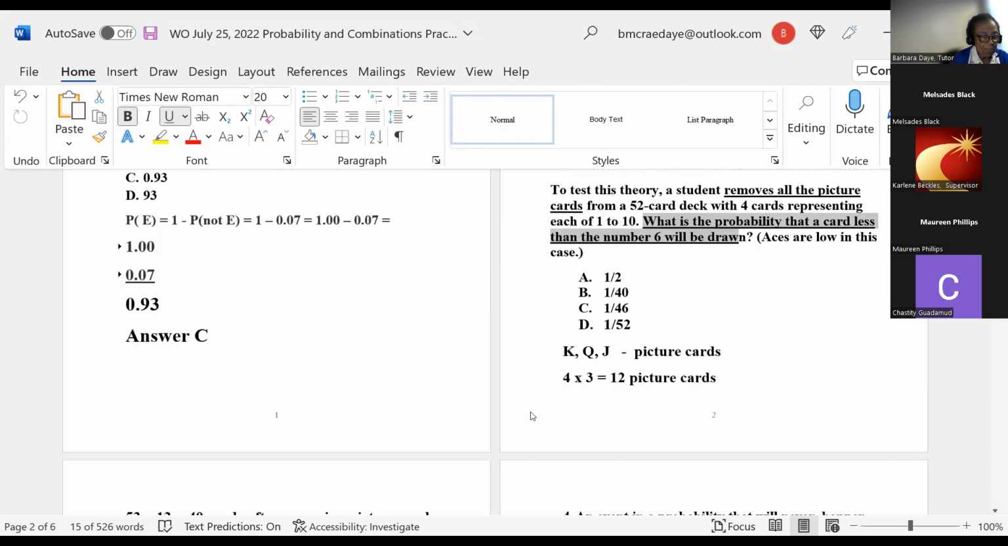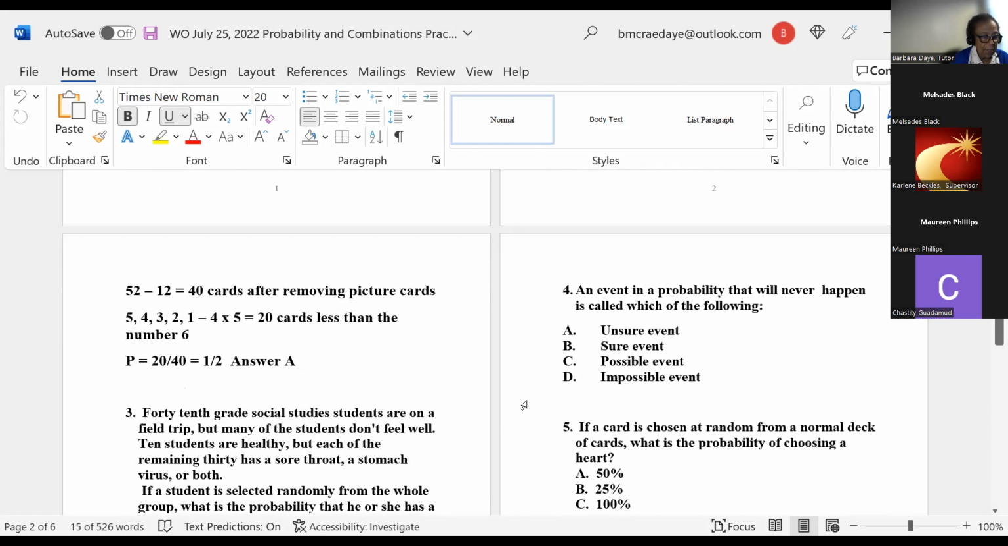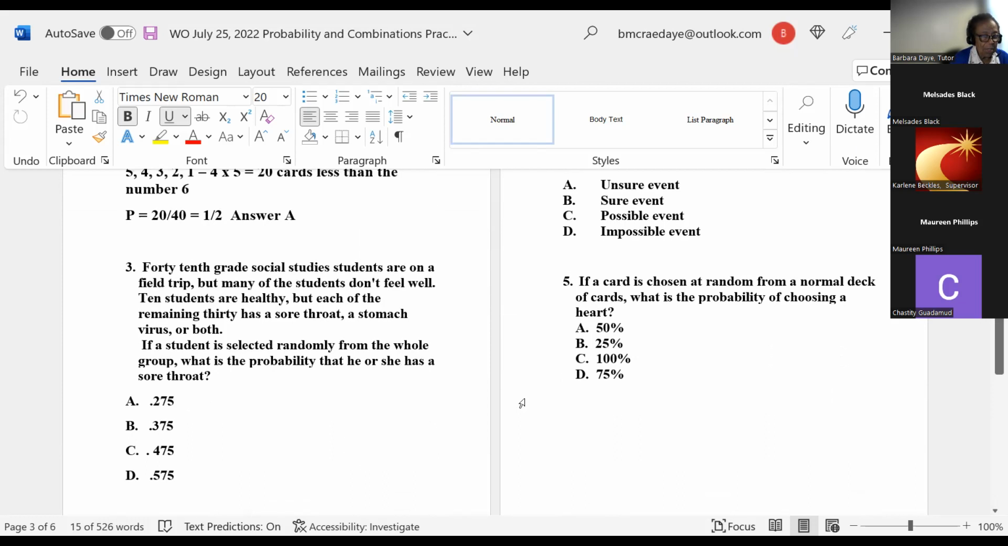Okay, so let's look at number 3. Alva, where are you? I couldn't understand number 3 again, miss. Those first three, I couldn't. Okay, Maureen, read number 3, please.